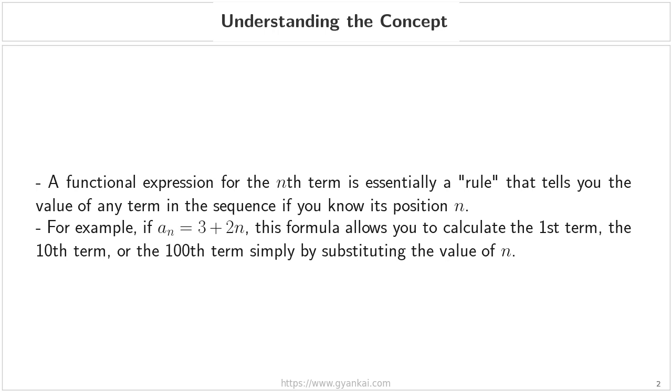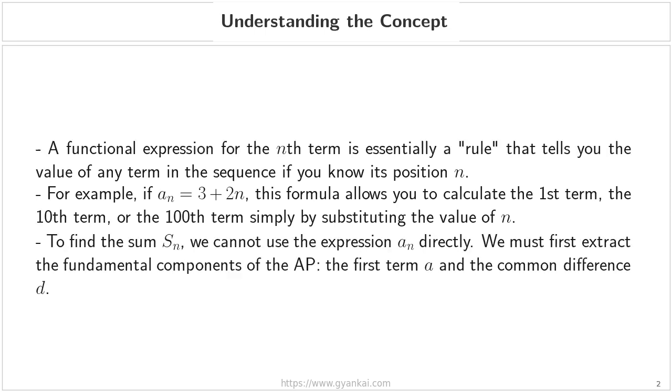If you want the first term, you just plug in 1 for n. If you need the 10th term, or even the 100th term, you simply substitute that specific value for n into the formula. However, there is a crucial distinction you must keep in mind as we move forward. If your goal is to find the total sum, which we denote as S sub n, you cannot simply plug n into this a sub n expression and expect a total. The expression a sub n only gives you the value of a single, specific term.